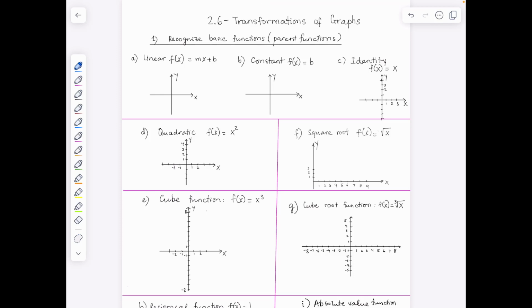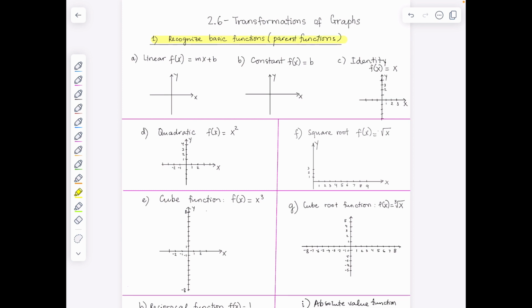Today we're going to talk about transformations of graphs. You are going to learn some tips and tricks on how to graph a complicated looking function in an efficient way. But first, let's recognize some basic functions, or sometimes we call them the parent functions.